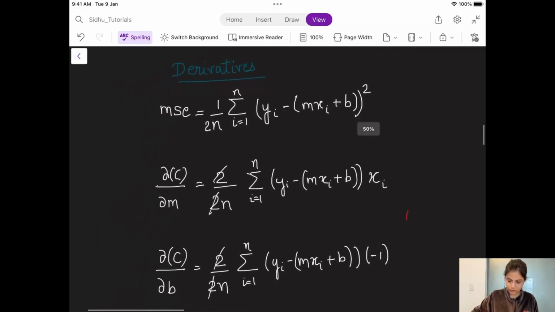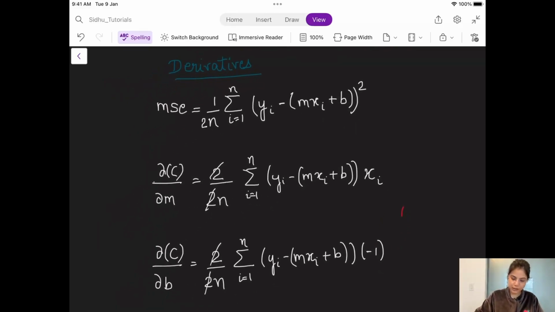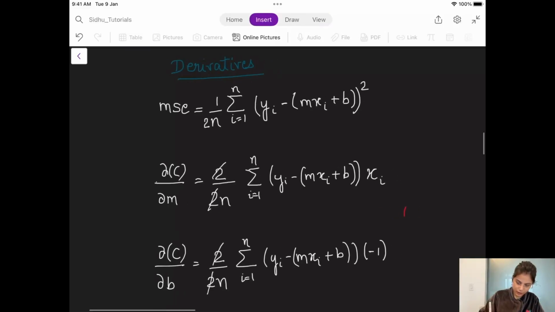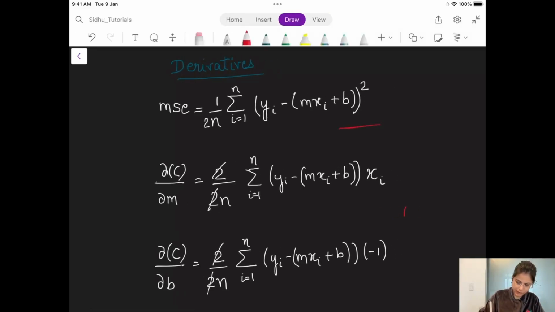So this is how we are finding out the values of derivatives. Here you can see this is our cost function, and this is y hat. We are just taking the partial derivative of this cost function with respect to m and with respect to b. So you can just see how I have done the derivative calculations.